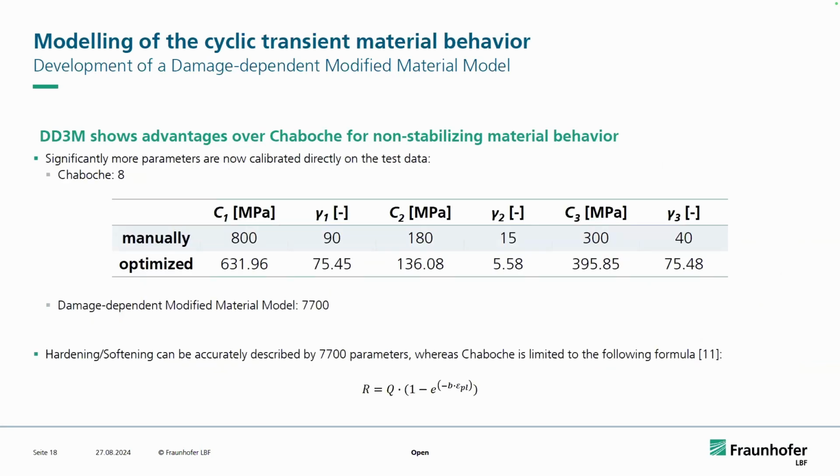Okay, so to put it short into numbers, while Chaboche uses 8 parameters, the damage-dependent material model now uses 7,700 parameters that are directly calibrated on the test data. And that is pretty much the reason why the hardening and softening behavior can now be described a lot more precisely, no matter how the behavior looks, whereas Chaboche is limited to that e-function I talked about previously.